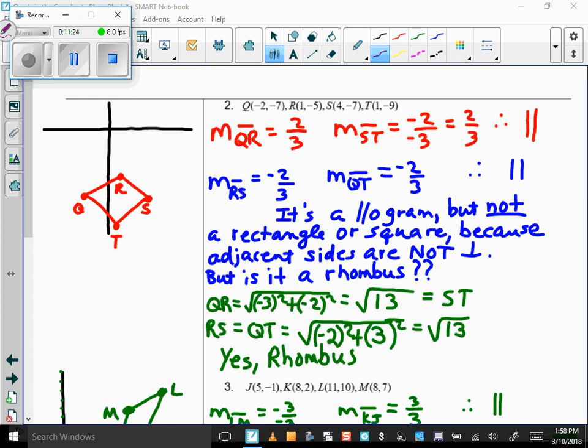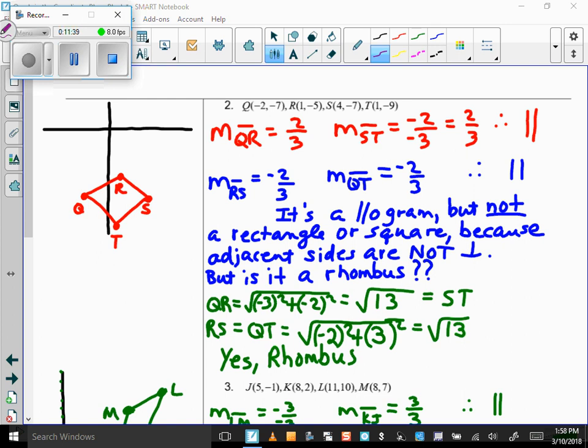Welcome back. Number 2, as we did in the other problem, we want to check to see if it's a parallelogram first. So I found the slopes of the opposite sides, and sure enough, both pairs of opposite sides are parallel, so I know it's a parallelogram.